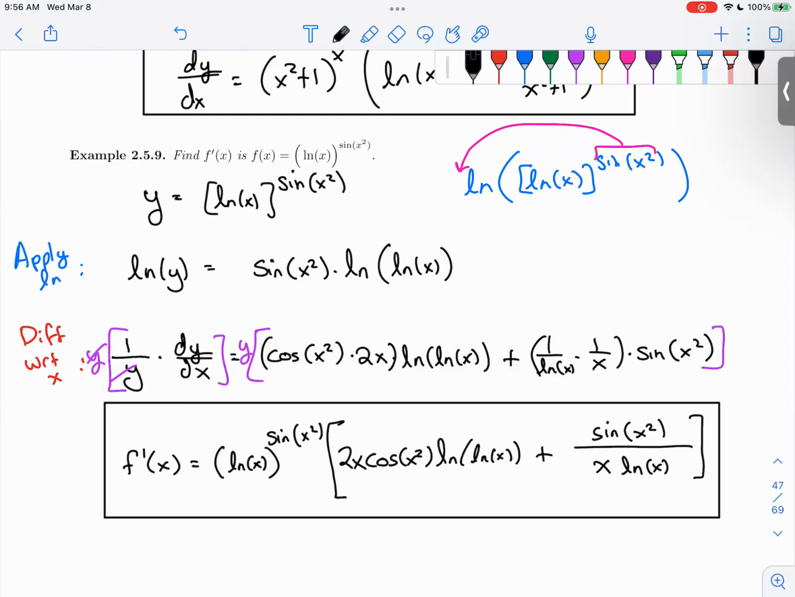So I'm just jumbling things around to make it look pretty. Usually variables come out front, then exponentials, then trigonometric functions, then everything else. So that's why I've got it as 2x cosine of x squared, then ln of x. And then the other one, 1 over ln of x times 1 over x, that's just 1 over x ln x. And then the sine x squared, I'm just putting in the numerator.